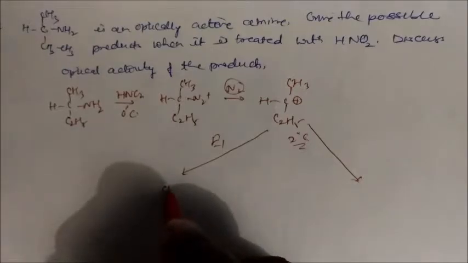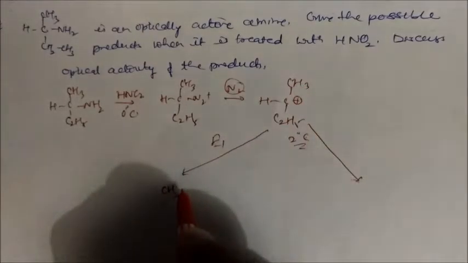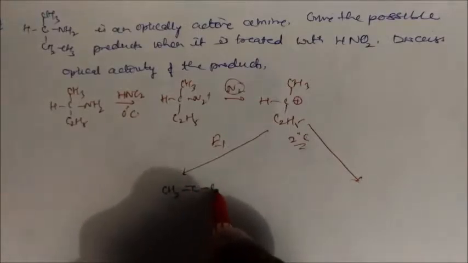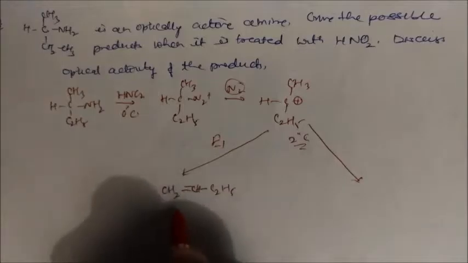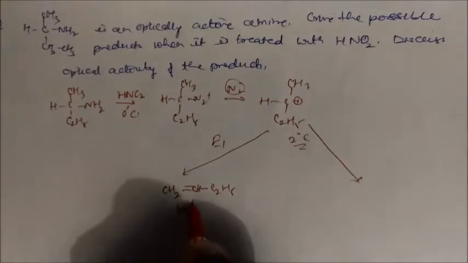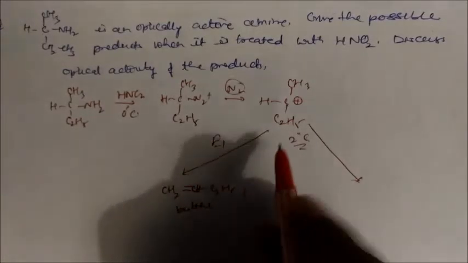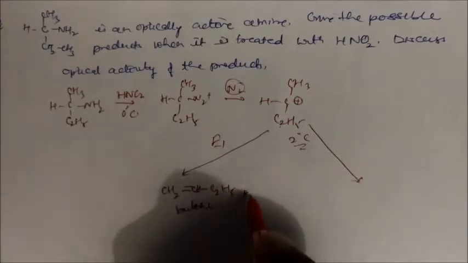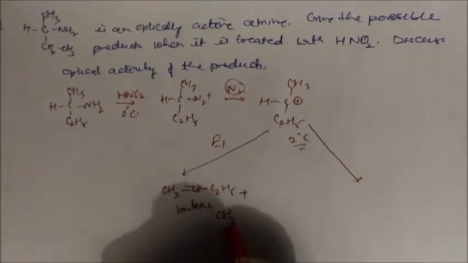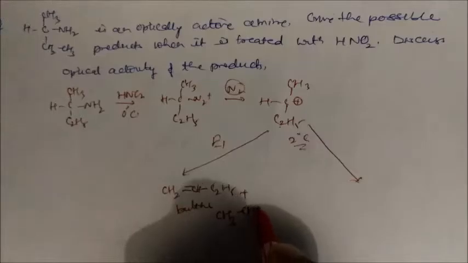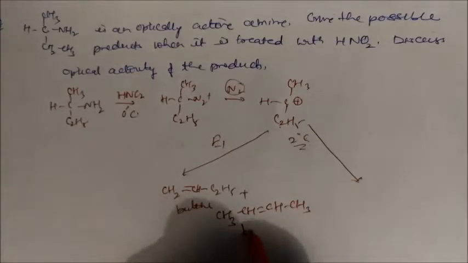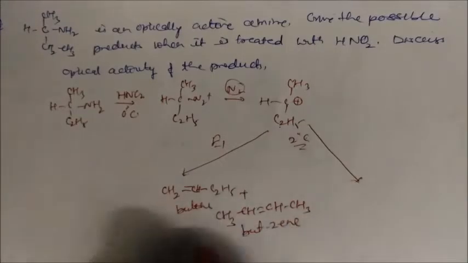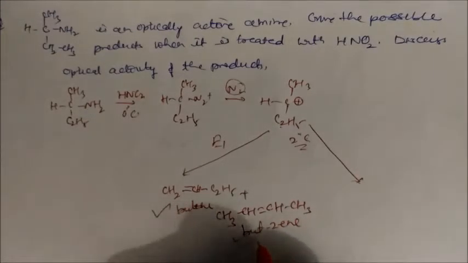One, you can get a CH2 if it is leaving from this side. The CH2 and then again this carbon double bond, then C2H5. So this is your butene. And second possibility, one can lose hydrogen from this side. So you will get CH3 and then CH double bond CHCH3. So this is your butene. So we can get one product, this one butene, and one butene.